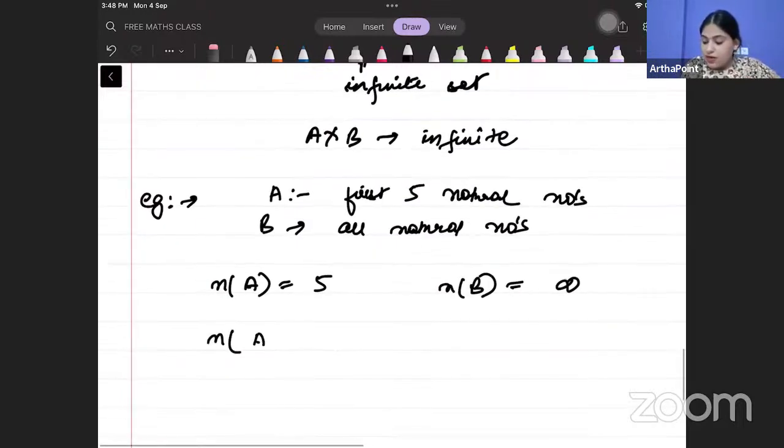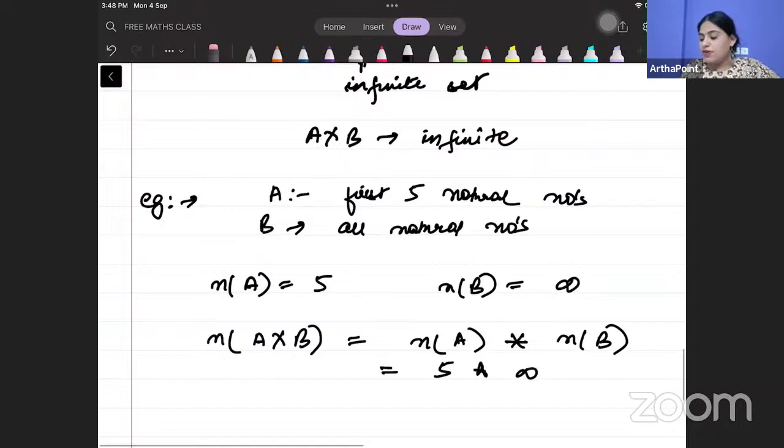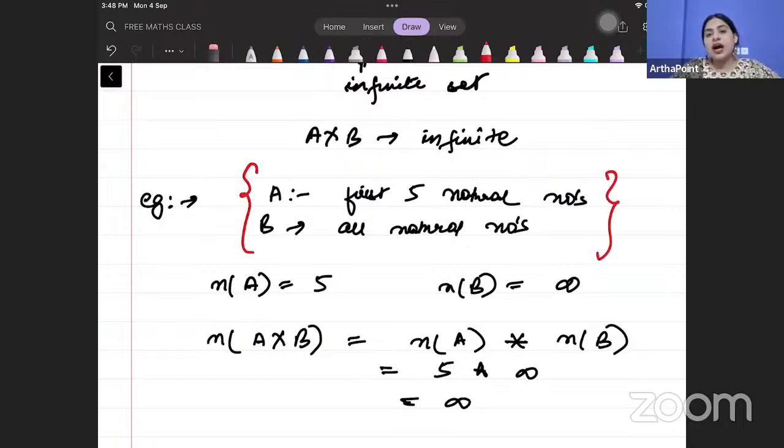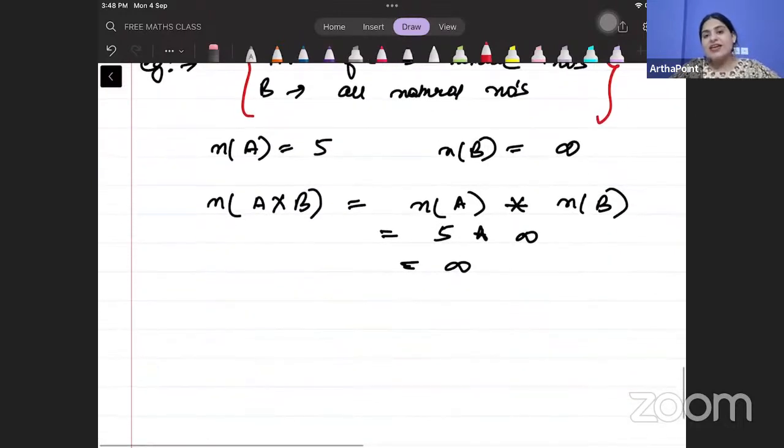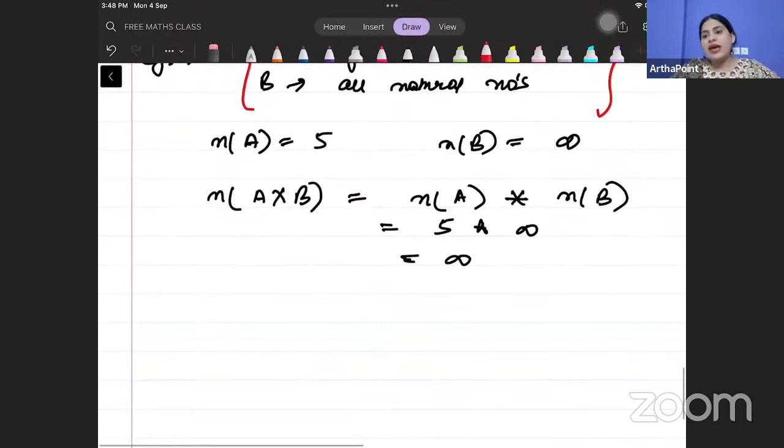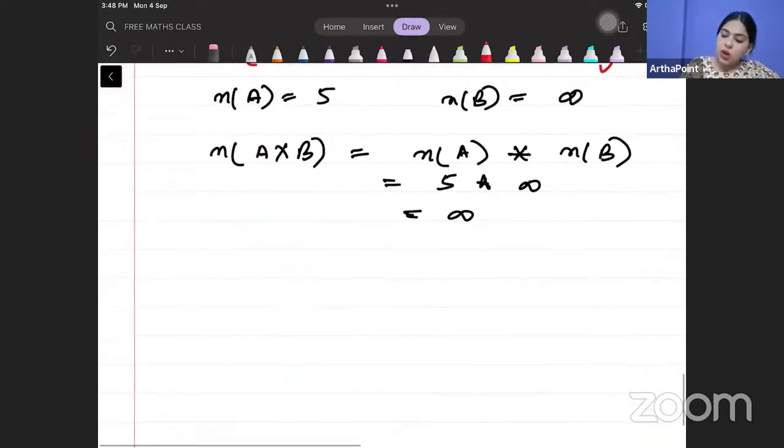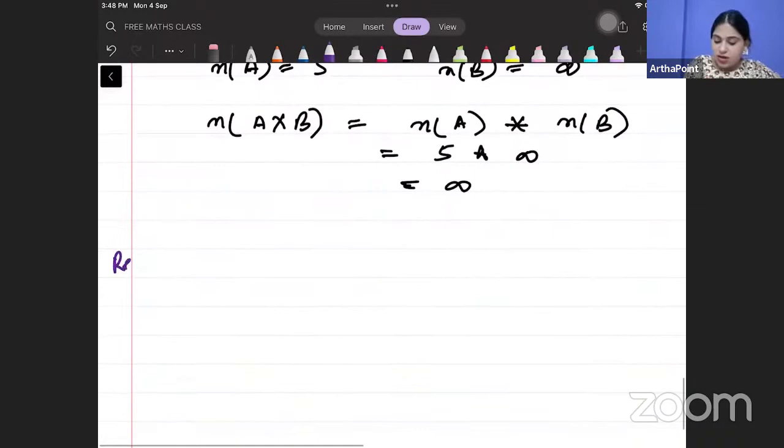So how many elements are in A cross B? Number of elements in A into number of elements in B. So anything into infinity will be what? Infinity. So when we find the Cartesian product, that will be infinite. Is this clear? Okay. Last remark, remark 4.